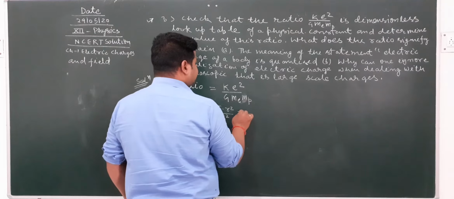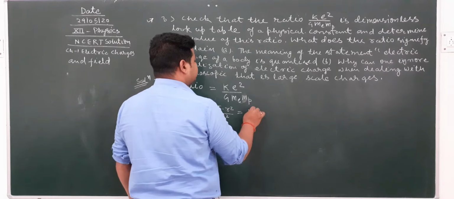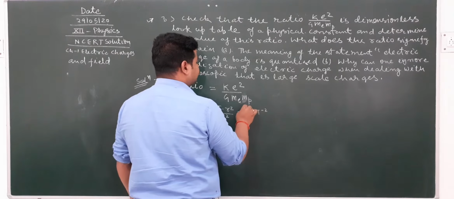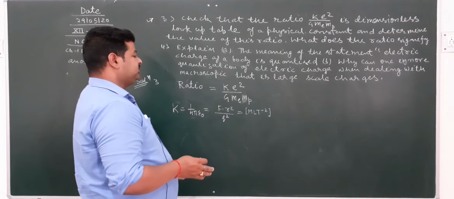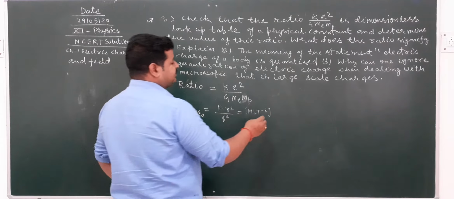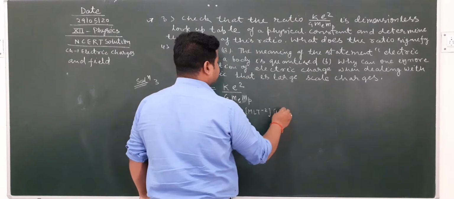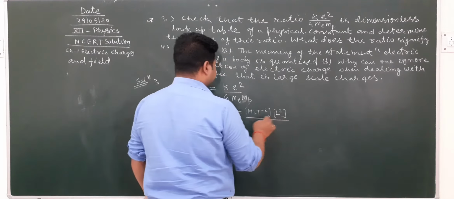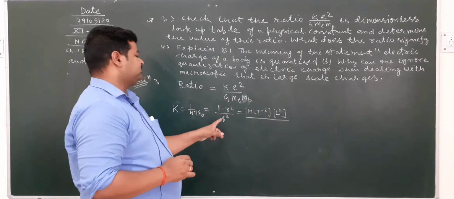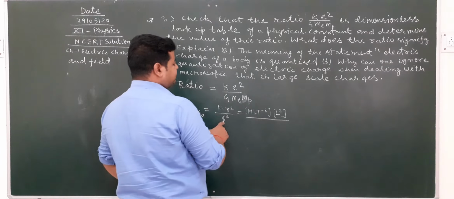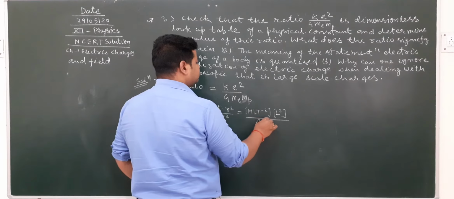So here we put the dimensional formula of F, force. The dimensional formula of force is M L T minus 2, and r is the distance between two charges, and the unit of distance is meter. So the dimensional formula of r is L, so r square is L2. The dimensional formula of charge is I into T, q is equal to IT. So the dimensional formula of q is IT, and q square is A2 T2.